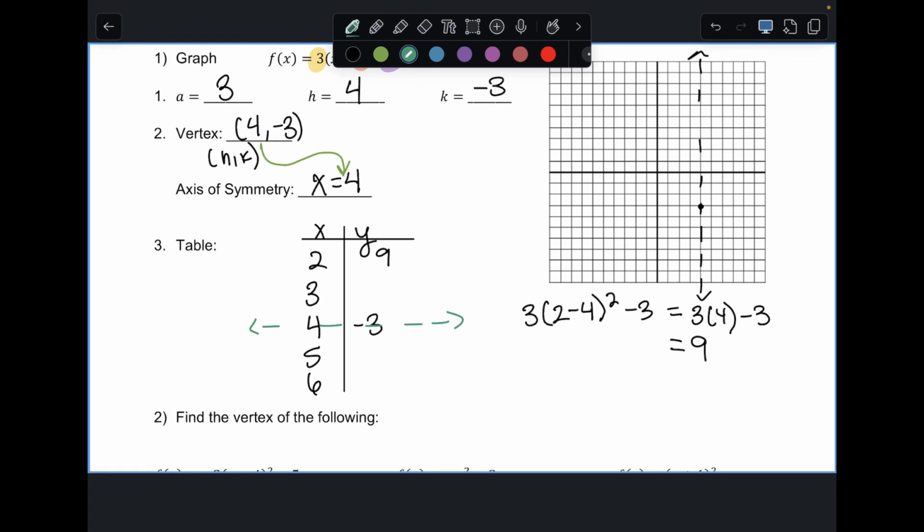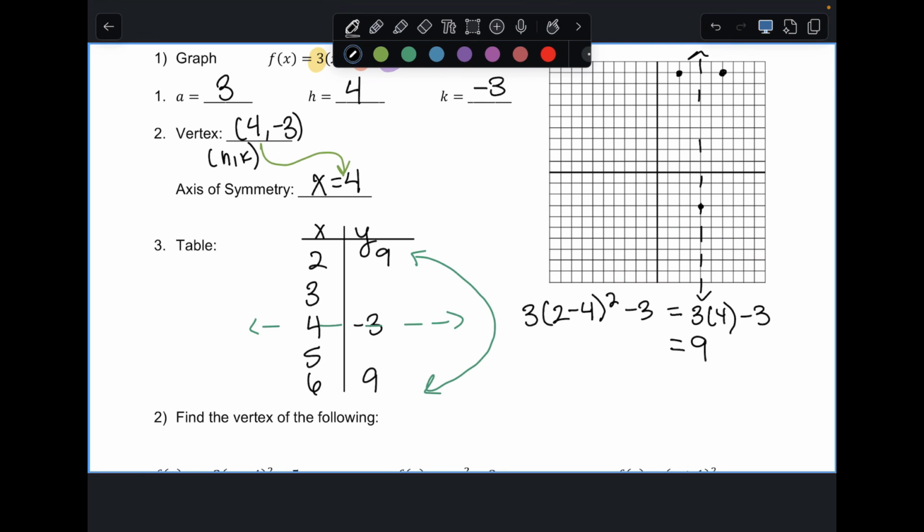And if I have a point at 2, 9, what other point do I have? 6, 9. They're the same. Same y value. The only reason that works is because their x coordinates are the same distance away from the vertex. 4 minus 2 got us to 2, and 4 plus 2 got us to 6. So that has to be true as well. Has to be symmetrical. So we graph 2, 9. There's 2, 9. There's 6, 9. I'm almost done. I only need 2 more points, so really 1 more point.